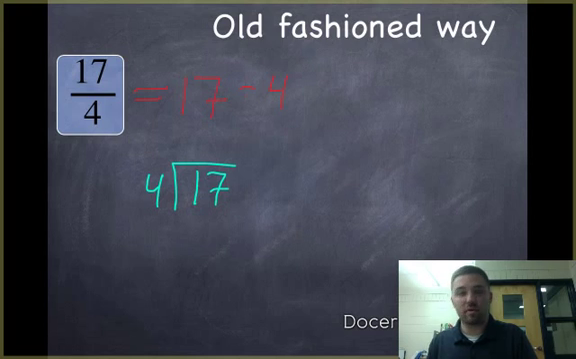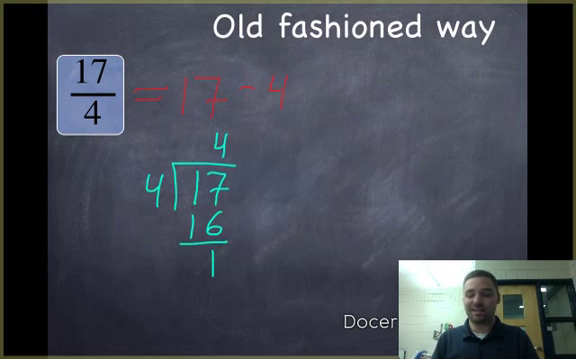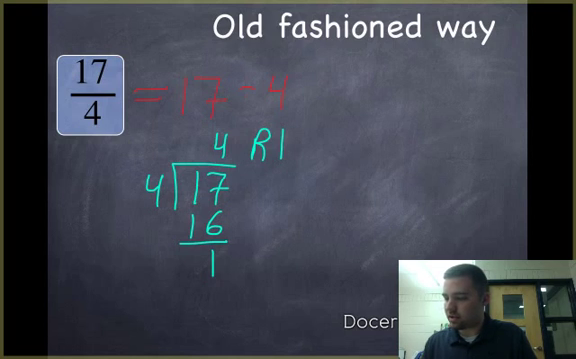So how many times does 4 go into 1? It doesn't. How many times does 4 go into 17? Well, 4 times 1 is 4, 8, 12, 16. So it looks like 4 times. So we've got 4. 4 times 4 is 16. Subtract. I get 1. How many times does 4 go into 1? It doesn't. Remainder 1.